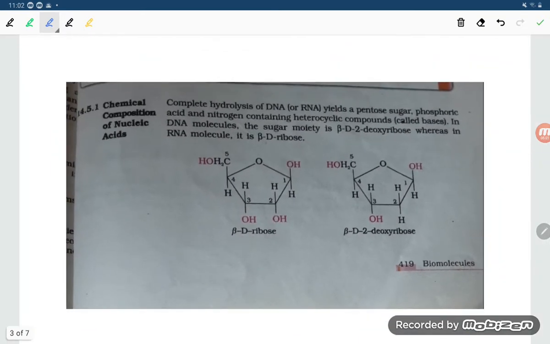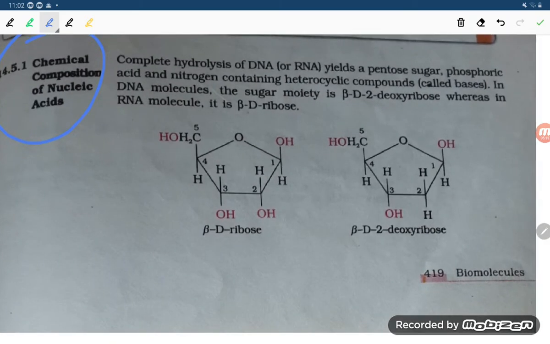Students, that was the history behind replication, or the double helix model of DNA. Now, what is the chemical composition? The complete hydrolysis of DNA or RNA yields a pentose sugar, phosphoric acid, and nitrogen containing heterocyclic compounds called bases. In the DNA molecule, the sugar moiety is beta-D-2-deoxyribose, whereas in the RNA molecule it is beta-D-ribose.